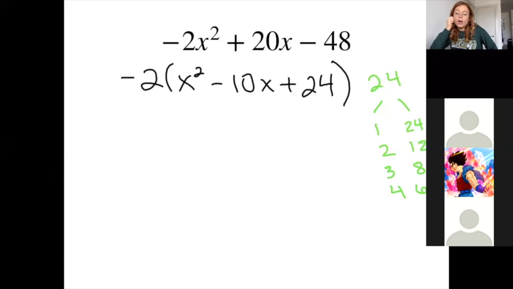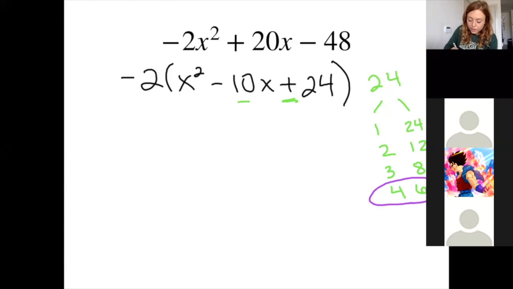What combination of those numbers, tell me in the chat, since this is a +24, means we're going to add them. Remember, the sign will tell me that they're both negative, but right now we just need to see which ones add to give me 10 from the list we just made. 4 and 6, yep. 4 and 6 add to give me 10.